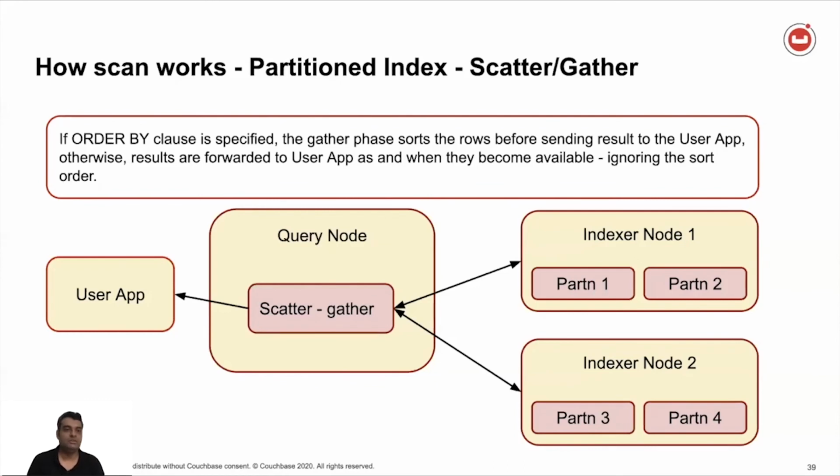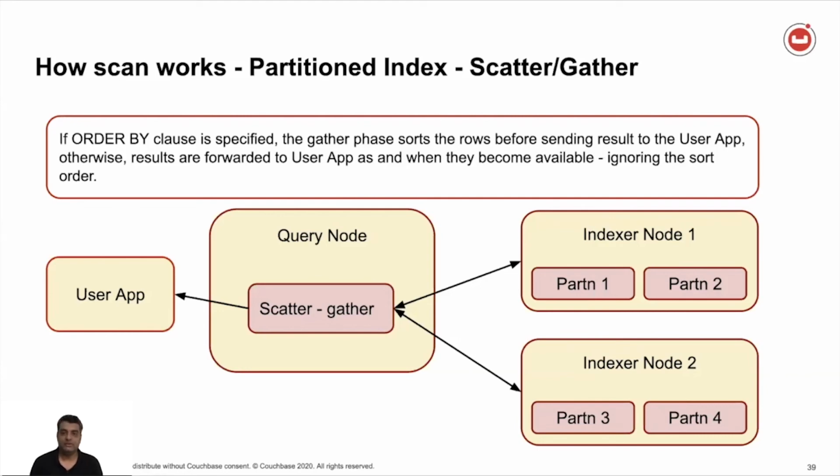Now let's see how scans work for partitioned indexes. So user app will send a request to the query node, and query node, if it identifies that the request is for an index which is a partitioned index, then it will perform scatter gather operation. In this example, there are two indexer nodes and the index has 4 partitions, and the index partitions are distributed across 2 different indexer nodes. So query node will send the same request to both the indexer nodes concurrently.